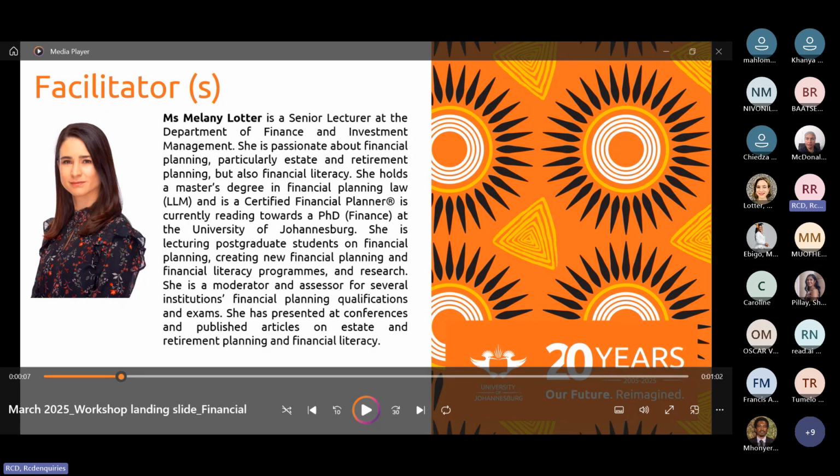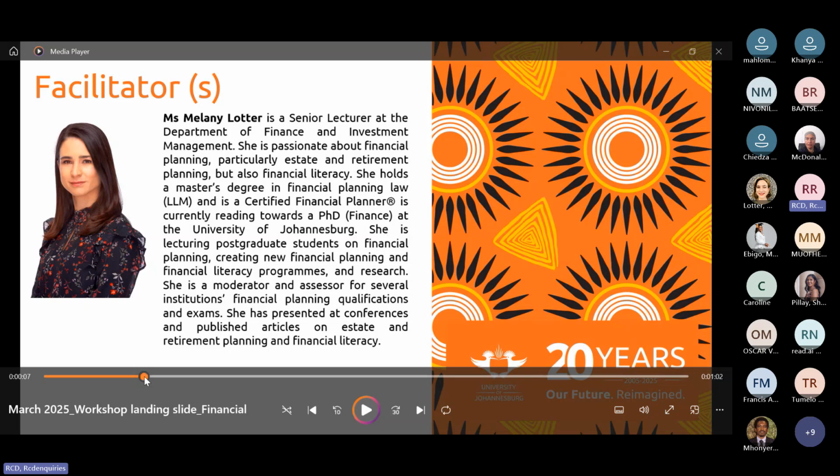So Miss Melanie is a senior lecturer at the Department of Finance and Investment Management. She's passionate about financial planning, particularly estate and retirement planning, but also financial literacy. She holds a master's degree in financial planning law, LLM, and she is a certified financial planner and is currently reading towards a PhD in finance at the University of Johannesburg. She is lecturing postgraduate students on financial planning, creating new financial planning and financial literacy programs, and research. She is a moderator and assessor for several institutions' financial planning qualifications and exams. She has presented at conferences and published articles on estate and retirement planning and financial literacy.